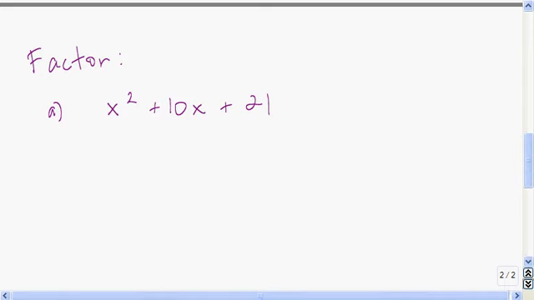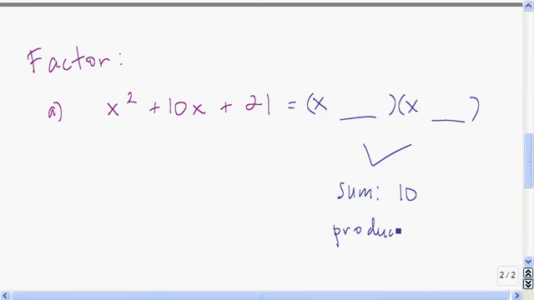Okay, let's factor this quadratic here. We're going to have 2 binomials multiplied together, and we're going to have an x and an x, so that when we multiply the first 2 terms together, we get that x squared. And now these last 2 numbers we're going to get from using our pattern. The sum of these has to be 10, and the product of these has to be 21. So we're looking for 2 numbers whose sum is 10 and whose product is 21.